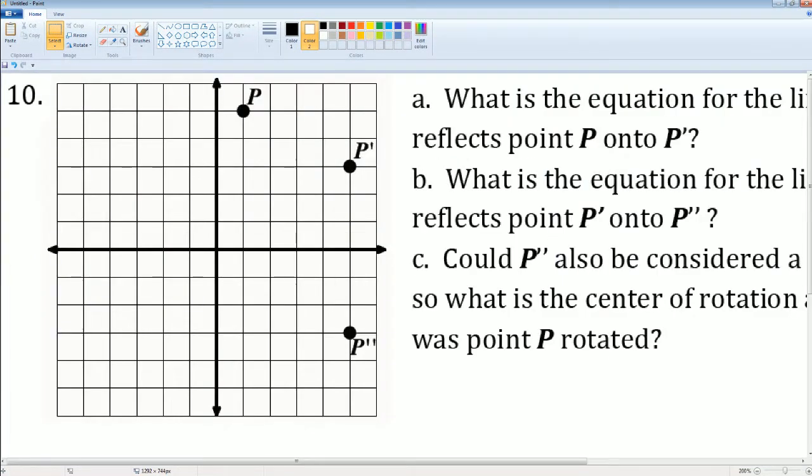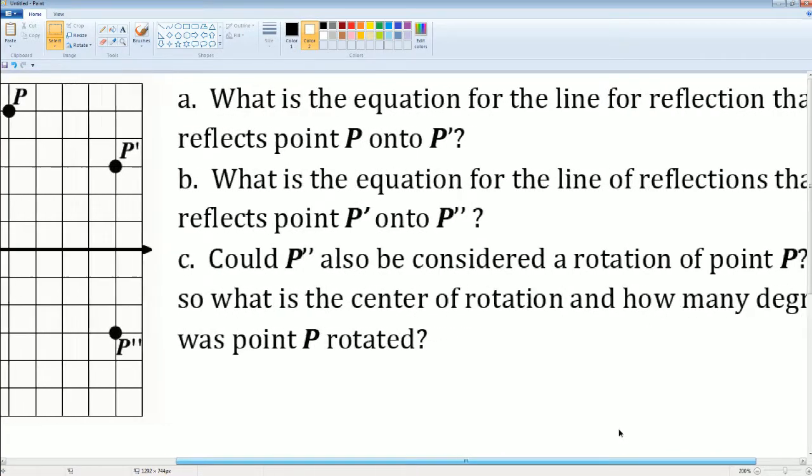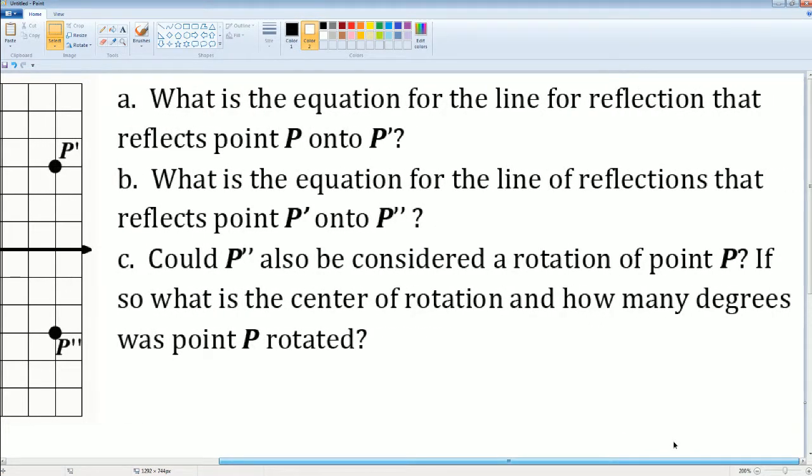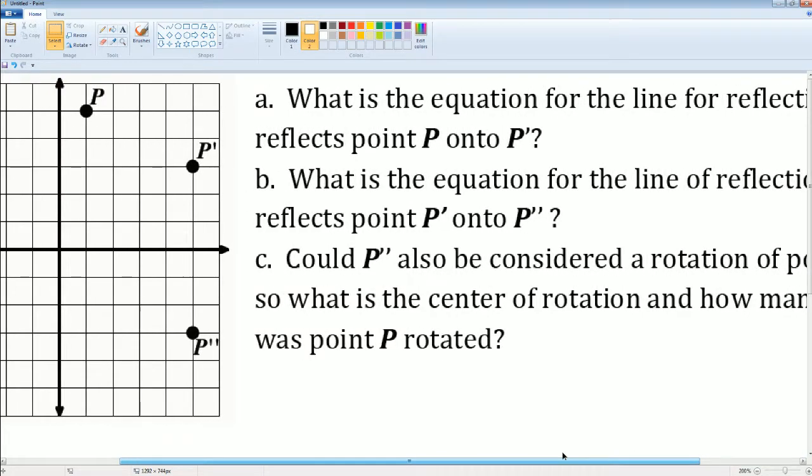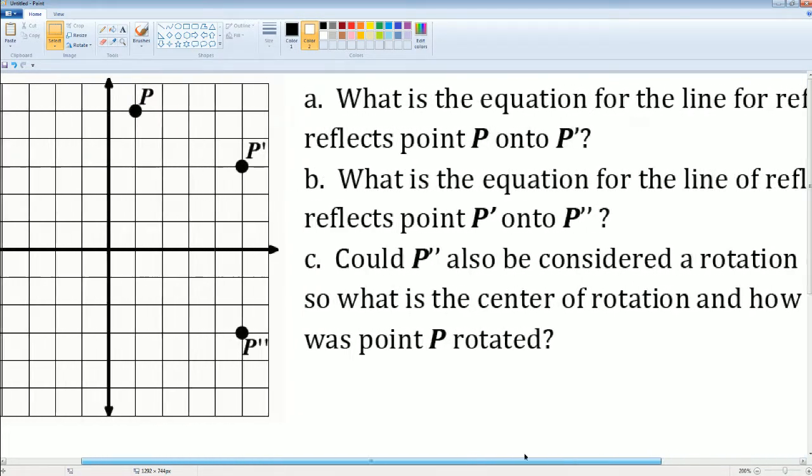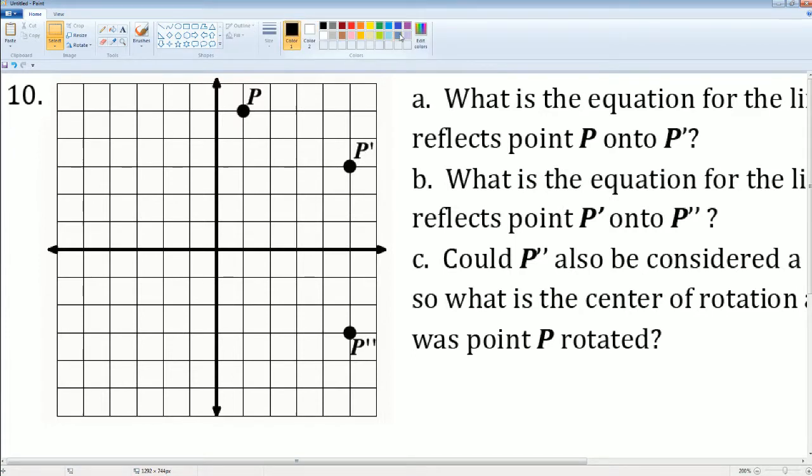Okay, so let's look. It says, what is the equation for a line that reflects from point P to P prime? So we are reflecting from P to P prime. Remember, when it is reflecting, there is an equal distance from P to P prime. What is that in half? Looks like half is right here at this point, because you see how it goes down 1 across 2, goes up 1 across 2. So let's cut that with this brown line here. Looks like that's cutting straight down the middle.